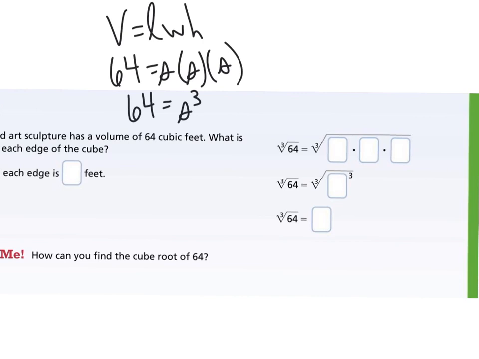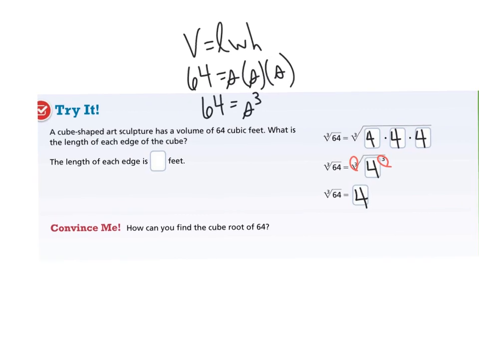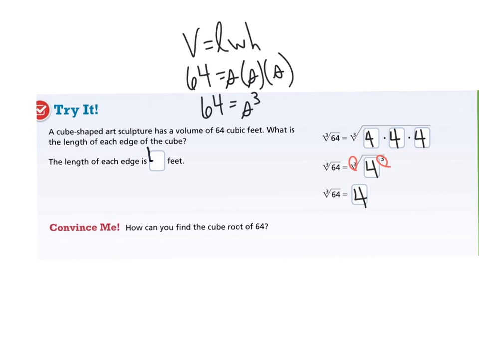So the answer to this ends up being 4. Cube root of 64 equals 4. If you were filling in these boxes, they would actually all be 4s. 64, we could do 4 times 4 times 4 to get 64. And so that 4 times 4 times 4 is the same as 4 cubed. And then kind of the idea here is it's like the cube root and the cubed cancel each other. That's another way of thinking about this. Anyway, the length of each edge then would be 4 feet. 4 by 4 by 4 cubed.